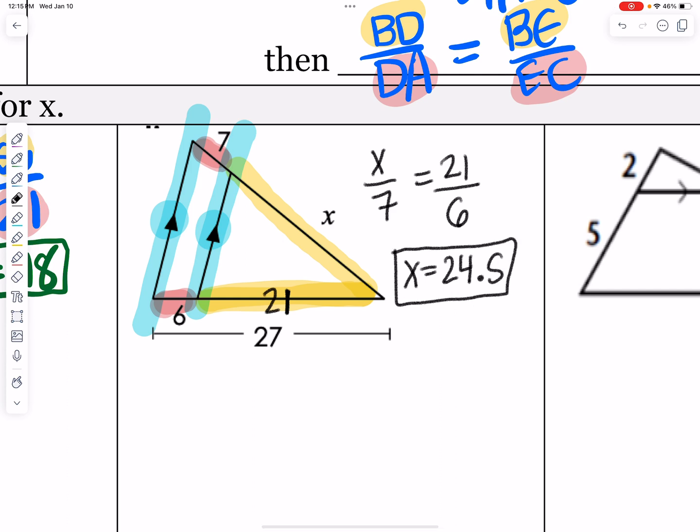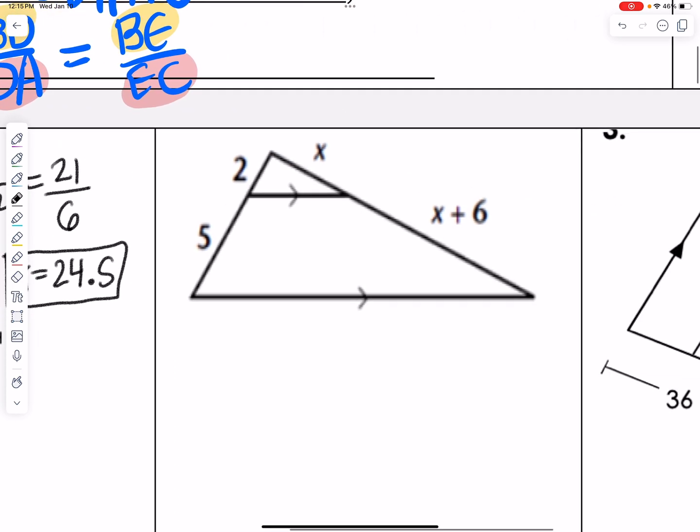24.5. Okay, let's keep going. Never just assume that this line is parallel. You do need to check every time. If it's not parallel, then the triangle proportionality theorem is not going to hold true. So we want to check for that every single time.